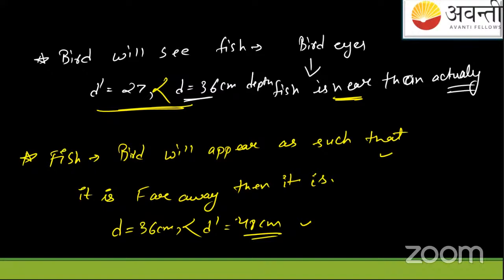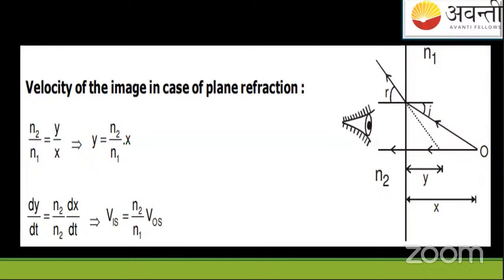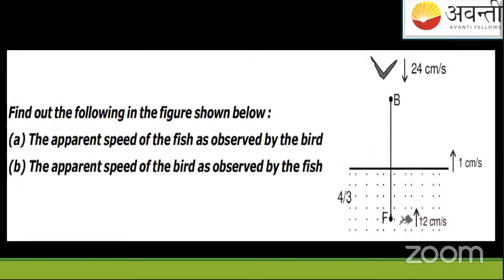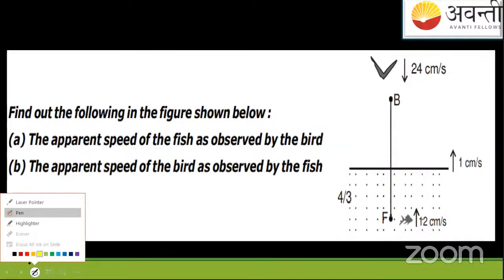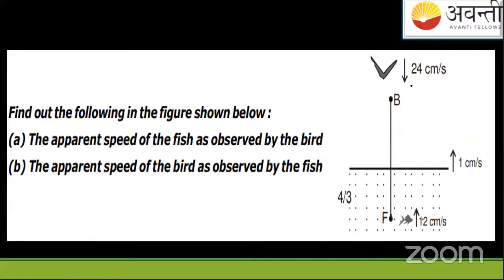How the rays transfer and all these things. Got it, students? Now let us see the next slide. Yes, now there is one more question based on this concept in front of you. It says: suppose the bird is heading towards the fish with 24 centimeters per second, and the fish is also heading towards the bird with 12 centimeters per second, and this water surface is also moving with 1 centimeter per second.